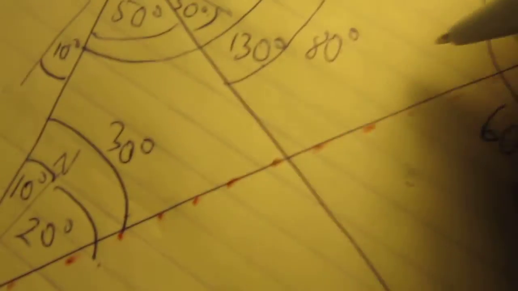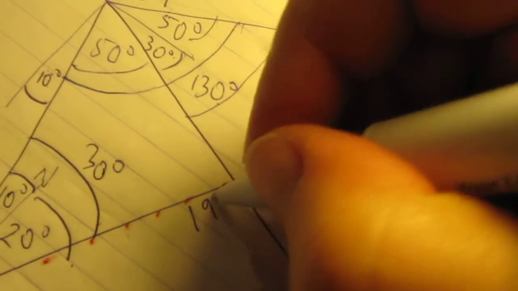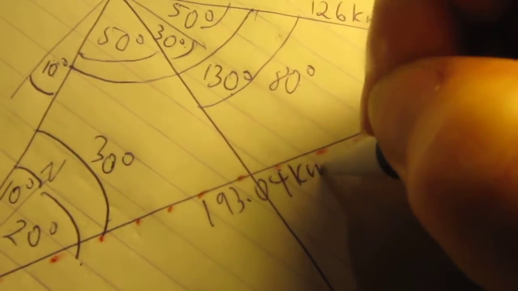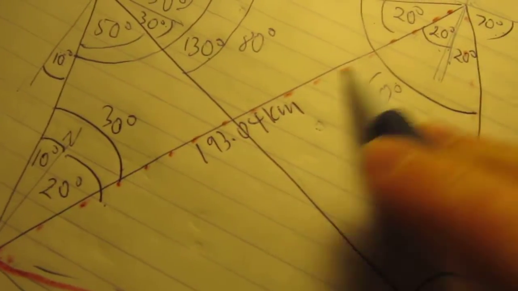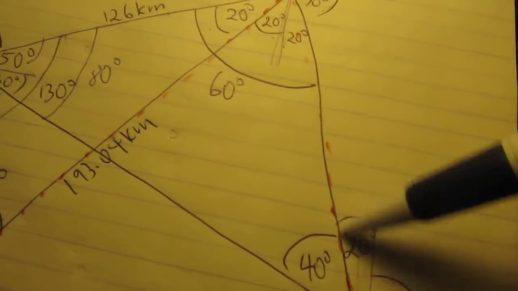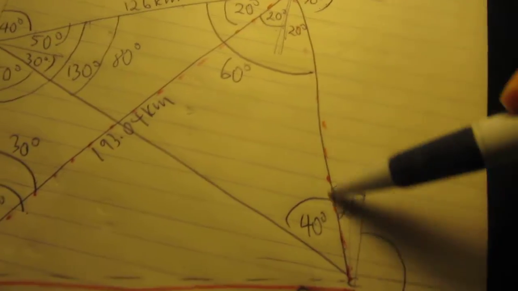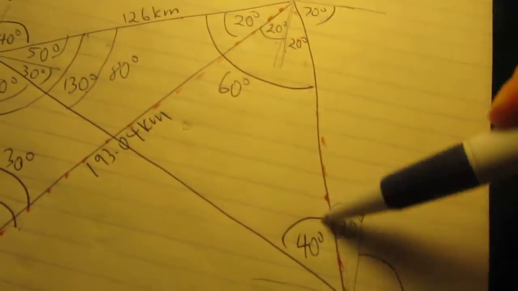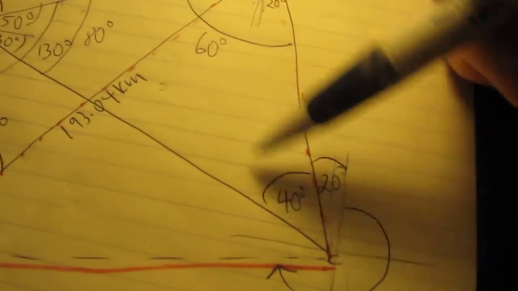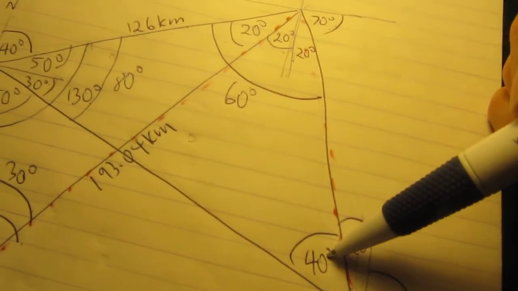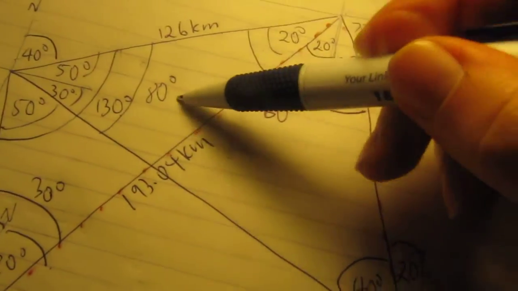So you have 193.04 kilometres across the centre there. Now let's work on this guy. We need to know this value here as well. So let's work with this triangle now. You've still got your 126, now you're dealing with your 40, your unknown, and it's 80.